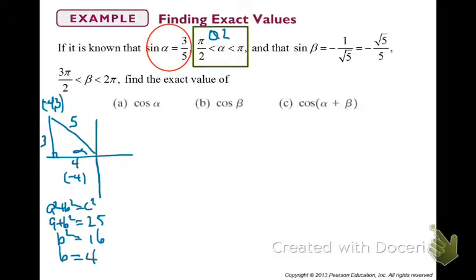Now, what is the cosine of alpha? What's your ratio? Cosine is what again? Adjacent over hypotenuse. So if you're right here at alpha, what side is adjacent? 4. And in this case, we'll actually use the negative. Negative 4 over 5. So your cosine alpha is negative 4 over 5. Oh, we got one of them. Okay.